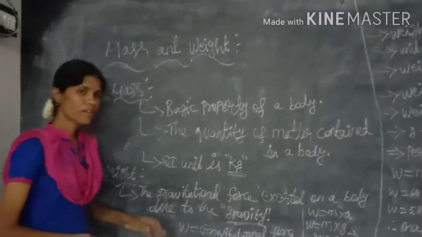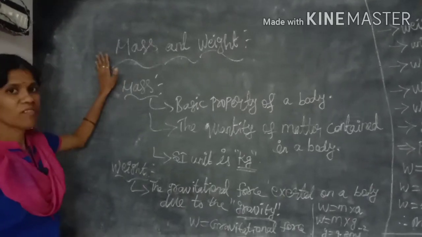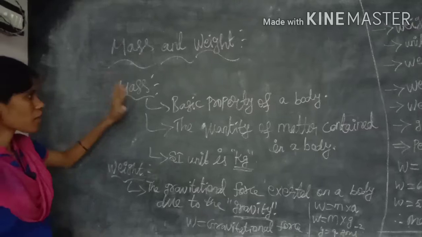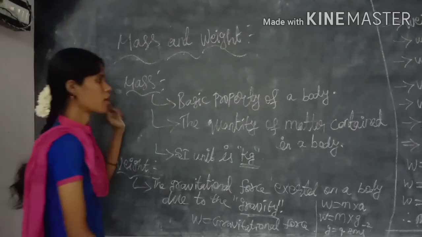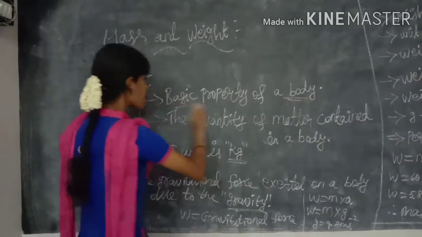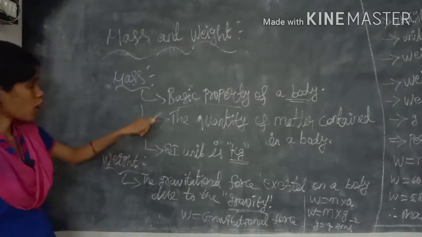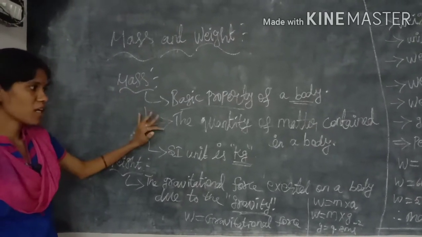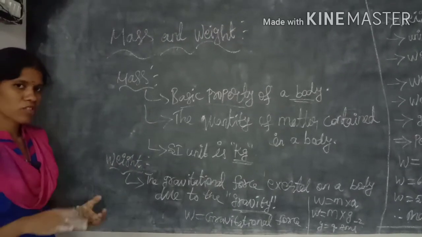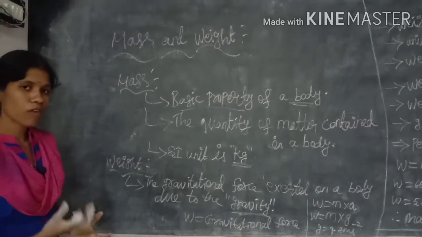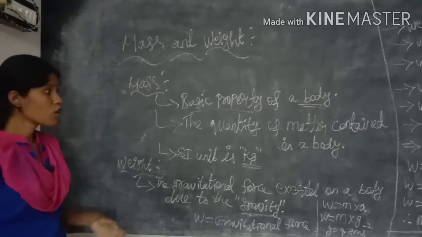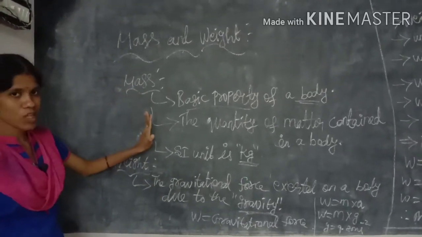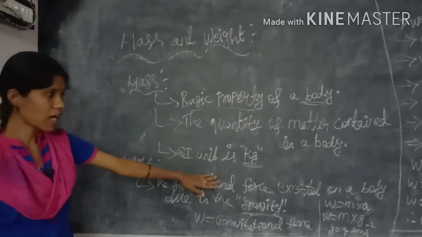Okay students, our next topic is what mass and weight mean. First we are going to learn about mass. Already we know that mass is a basic property of your body or object. Mass is defined as the quantity of matter contained in your body. How much quantity an object contains is called the mass of the body. The SI unit of mass is kilogram.